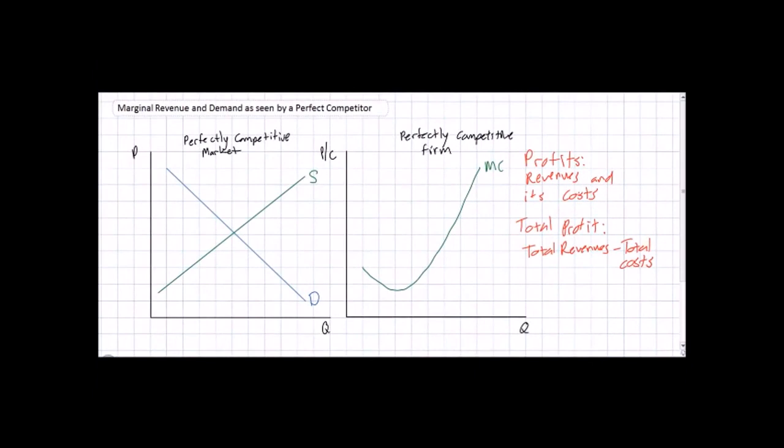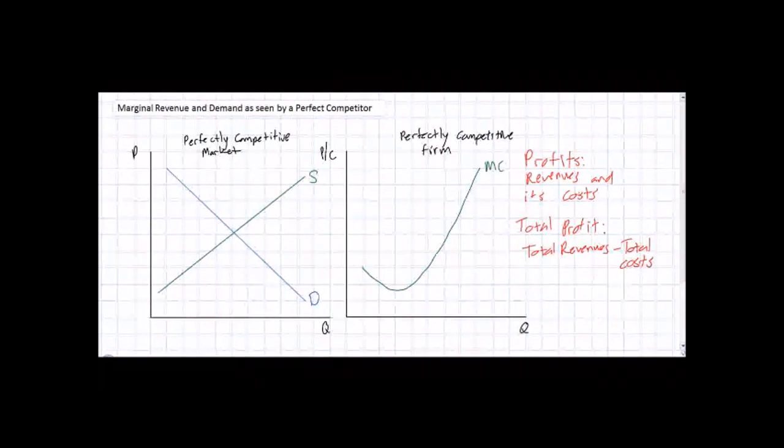Rather, what we focus on is per unit costs and per unit revenues. So in our previous lessons, we've shown how a firm's per unit costs, including its marginal costs, its average variable and average total costs, are determined. In this lesson, we're going to focus on revenues. How is a firm's revenues determined in the short run? And we're going to start by looking at a perfectly competitive firm.